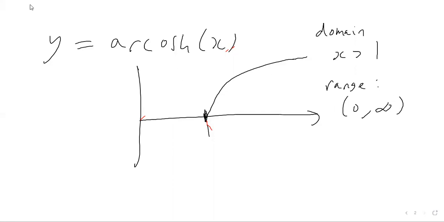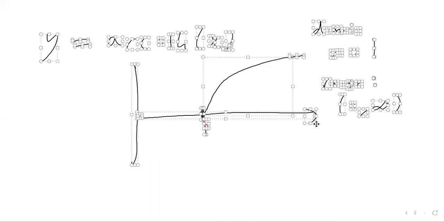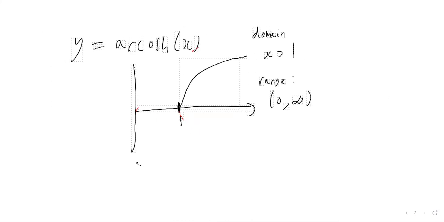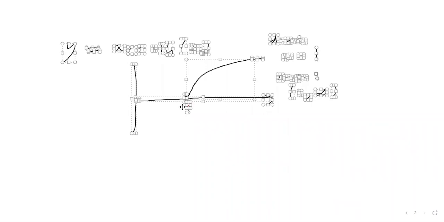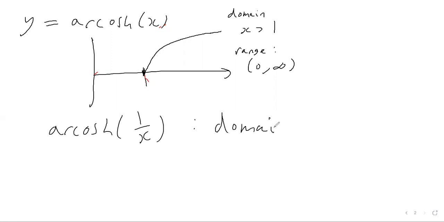So then if we think about the arcosh of 1 over x function, which is the whole point of this video, differentiating that function. Let me just make this writing a little bit smaller. So when we think about the 1 over x inside the arcosh function, well, we know the domain must correspond to the arcosh function up there. So the domain must be 1 over x greater than 1.